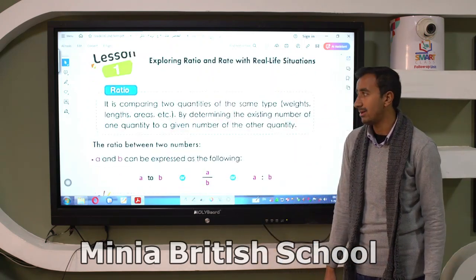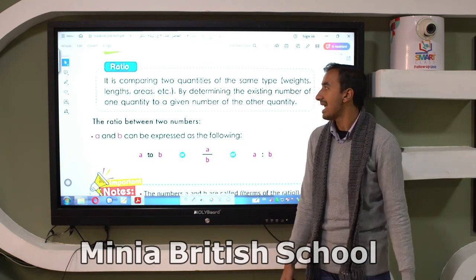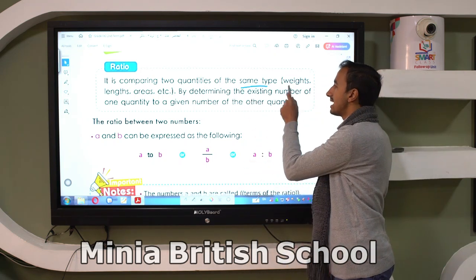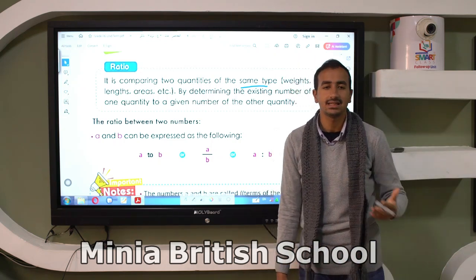Now, what is the meaning of ratio? Ratio means comparing two quantities that have the same type, the same measuring unit, the same weight, the same length, the same area, and so on.